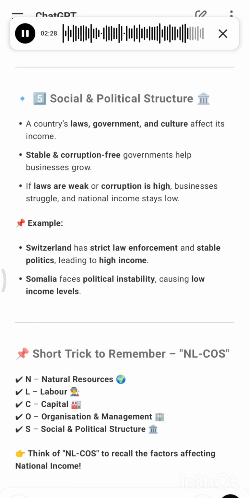Short trick to remember, NL SOS. N, natural resources. L, labor. C, capital. O, organization and management. S, social and political structure. Think of NL COS to recall the factors affecting national income.